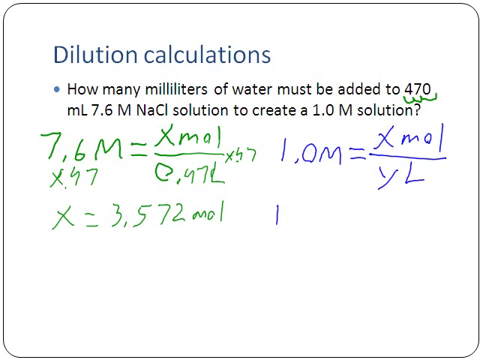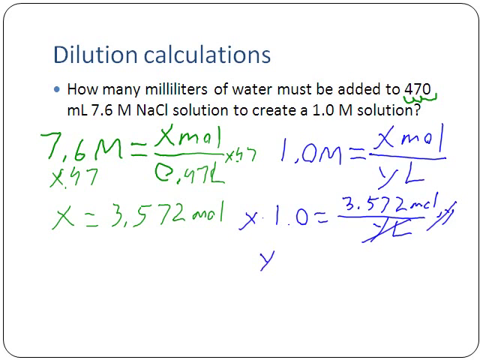So I get 1.0 is equal to 3.572 moles over Y liters. At this point, go ahead and multiply by Y on both sides. That's going to cause my Y's on the right to cancel. And so I just have 1 times Y, which is just Y, is equal to 3.572 liters.